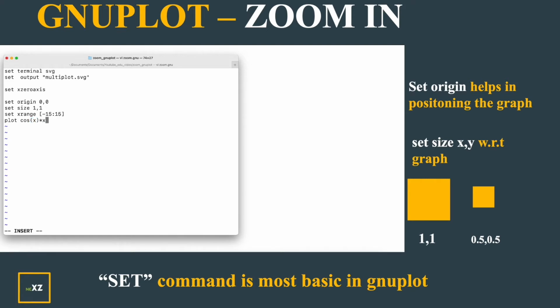Now I plot cos x into x asterisk 2, which means x power 2, and sin x into x asterisk 2. So that is how you give something to the power of a number. So I set nokey. Don't worry about this. This is for the other two plots I will make. So first let's plot this. Save it using :wq. Now I do gnuplot zoom.gnu, and I open my figure.